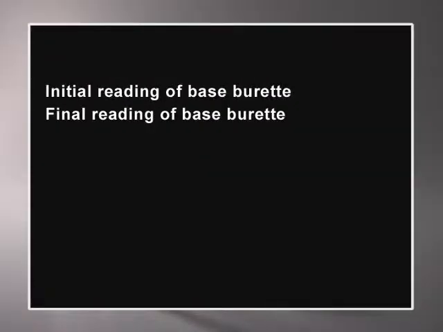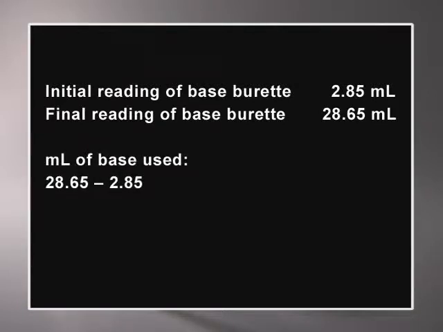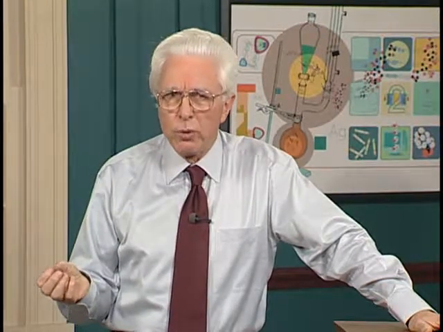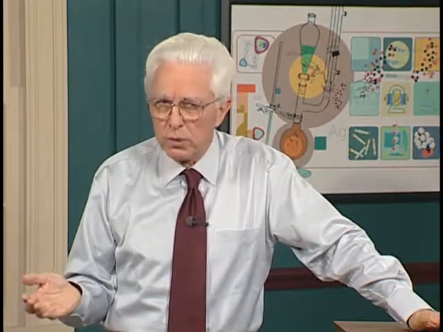So now we know that we are at the equivalence point, and the real question is, how much acid and base did it take to get there? Well, I know how much base it took. The initial reading on the base burette was 2.85 milliliters, and the final reading was 28.65 milliliters, so she added 28.65 minus 2.85, or 25.80 milliliters of base to do the titration. But how much acid did she neutralize? We have two final burette readings, 34.75 milliliters and 35.15 milliliters. Which one should we use?